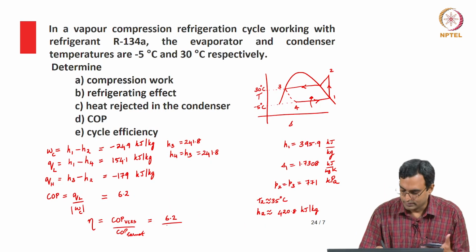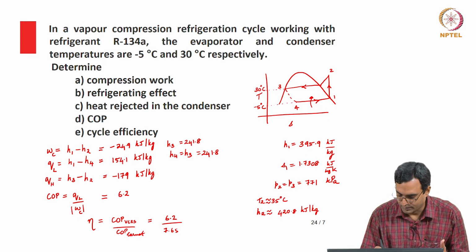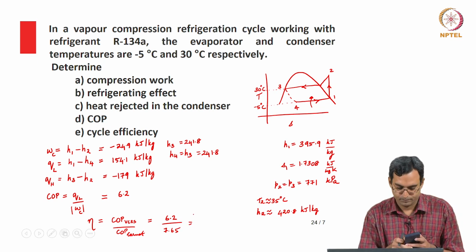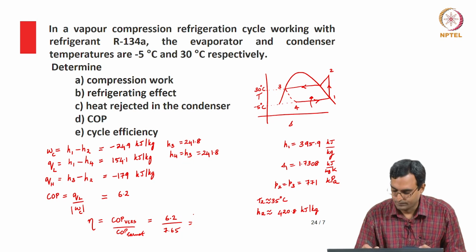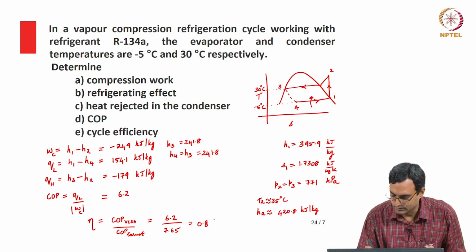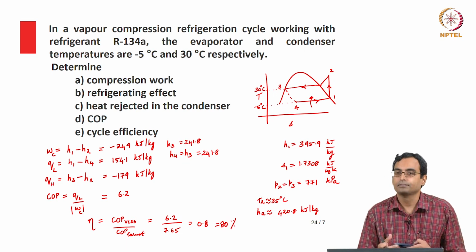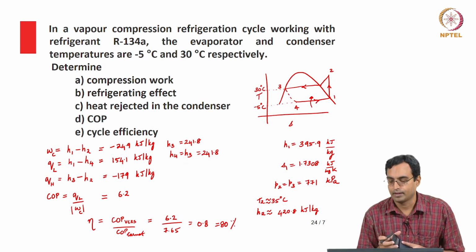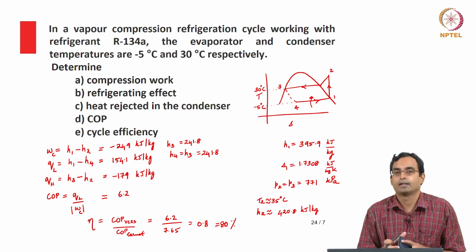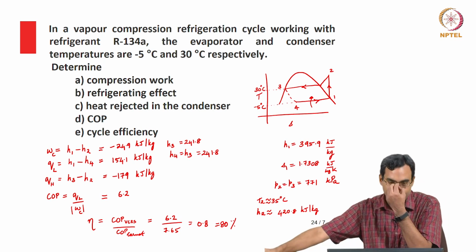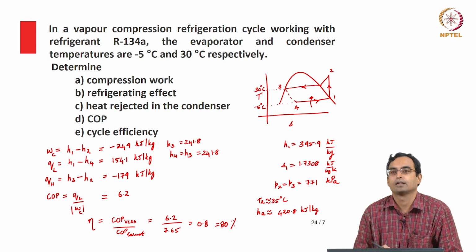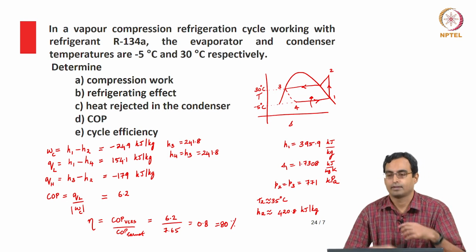So, going back here, this is divided by 7.65, which gives a value of about 0.8, or 80%. So, what we see is that this VCRS cycle which we have theoretically is about 80% as efficient as the Carnot cycle would be if we ran it as a refrigerator.